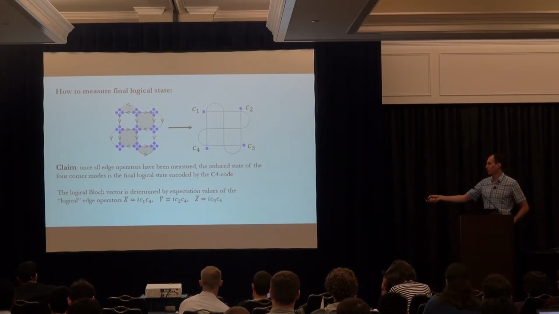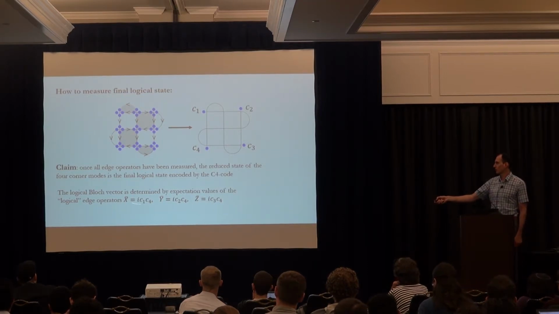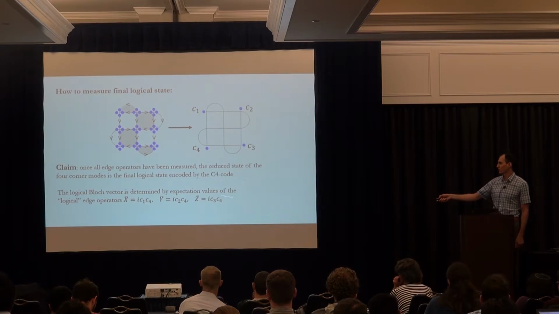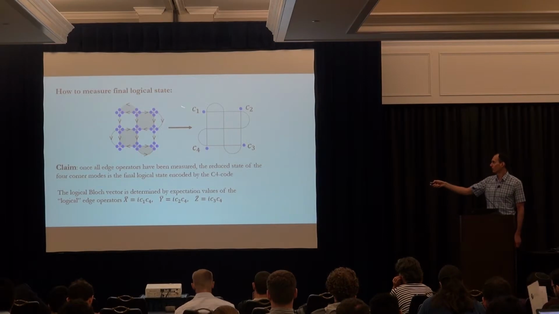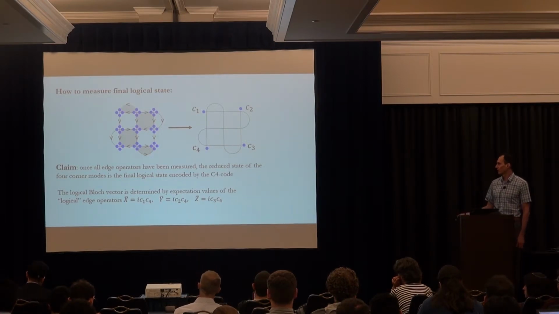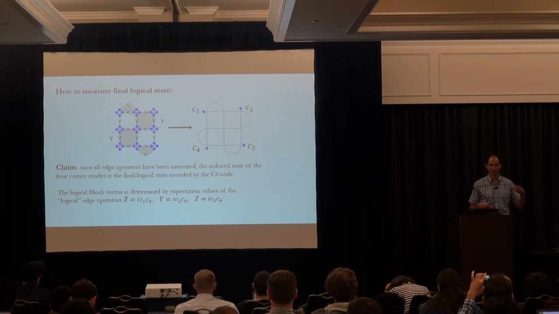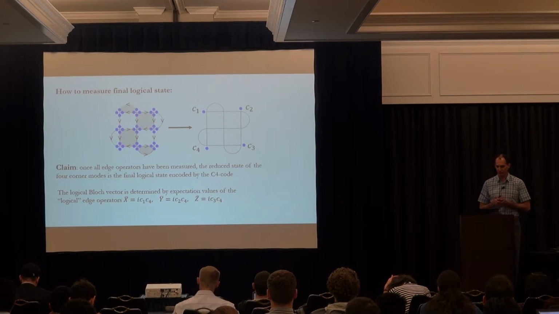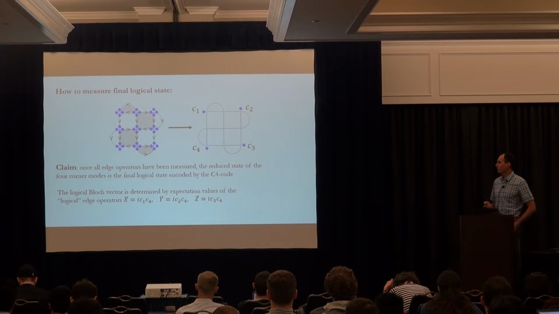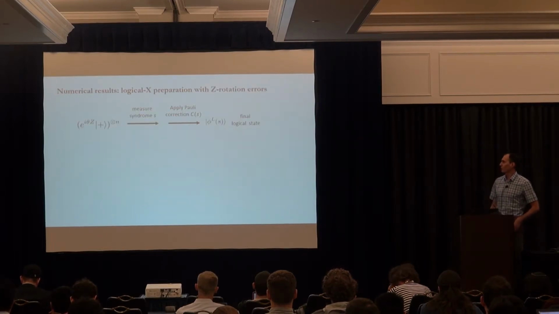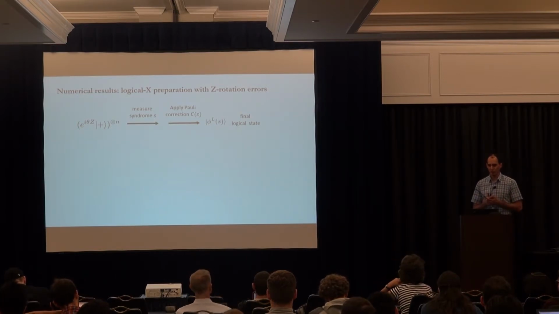If you want to compute the logical Bloch vector for this final logical state, all we need to do is to compute expectation values for these Pauli logical operators, like C1, C2, C2, C4, and so on. These expectation values can be read off from the covariance matrix of the final state. So this is basically all about the simulation algorithm. Now we implemented the algorithm in C, and let me show you some numerical results.